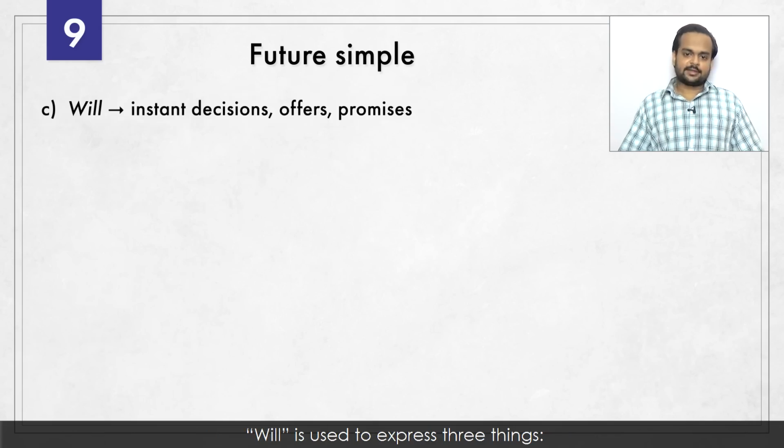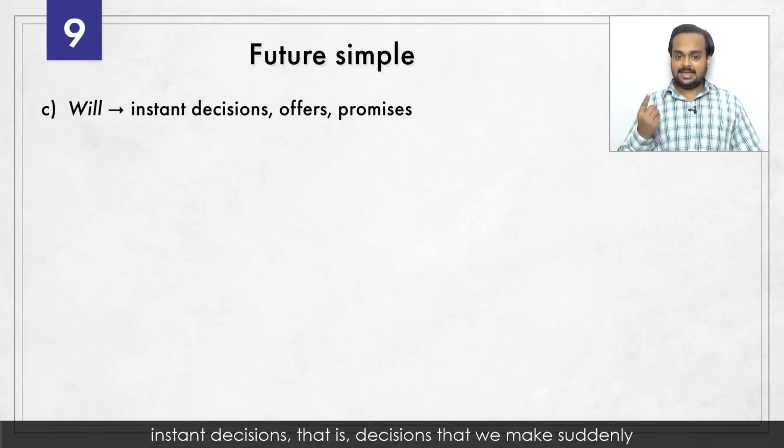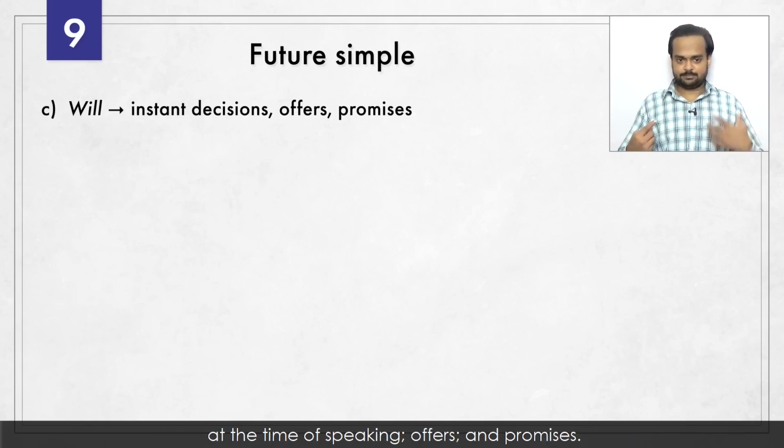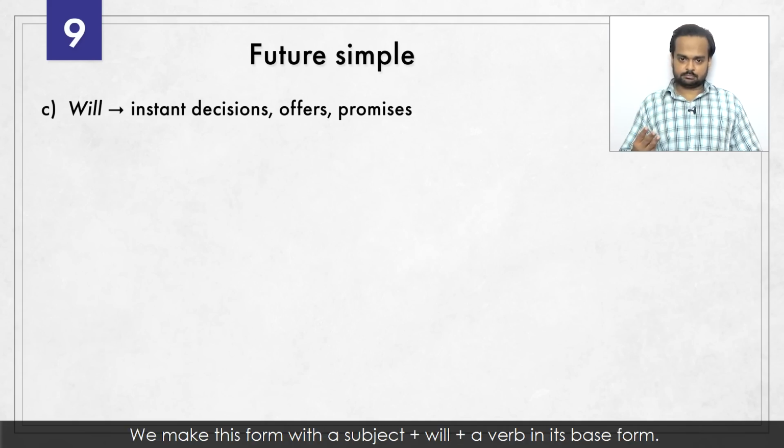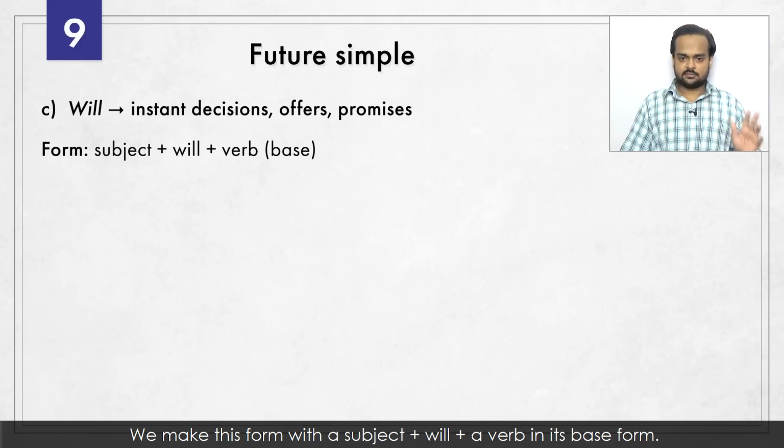Will is used to express three things. Instant decisions, that is, decisions that we make suddenly at the time of speaking, offers, and promises. We make this form with a subject plus will plus a verb in its base form.